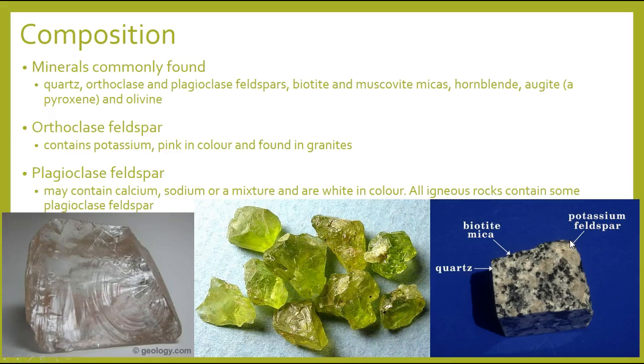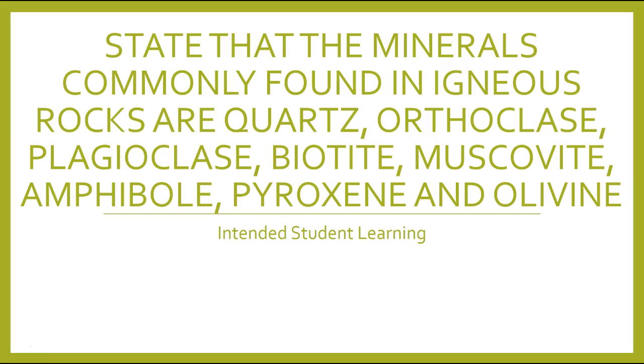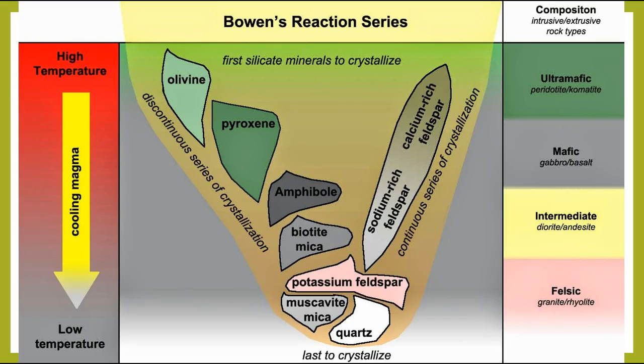Or orthoclase feldspar. So you should now be able to state that the minerals commonly found in igneous rocks are quartz, orthoclase, plagioclase, biotite, muscovite, amphibole, pyroxene, which is your augite, and olivine. Okay, so Bowen's reaction series is really important.